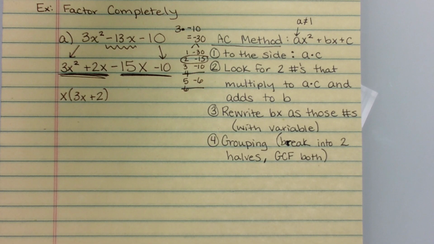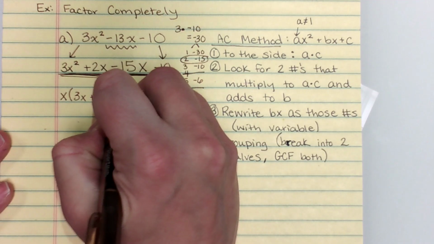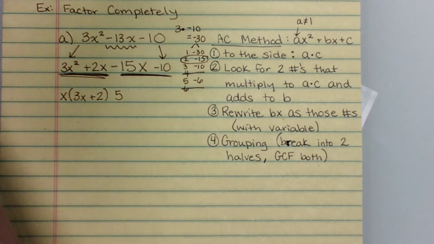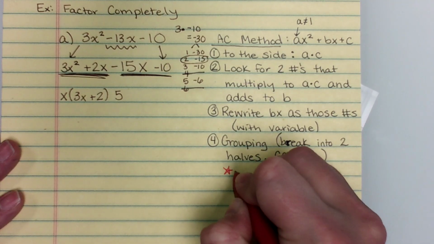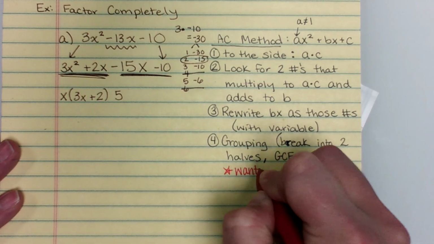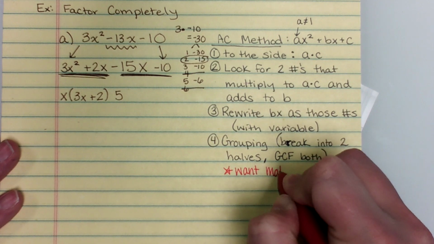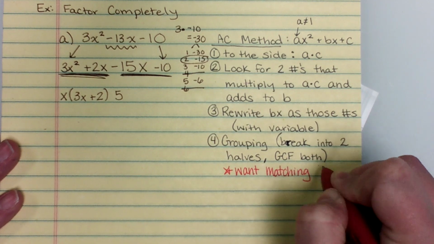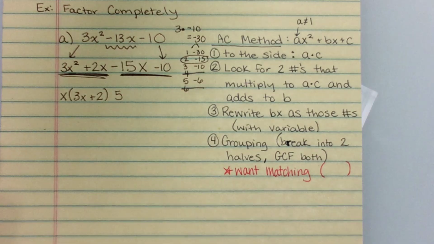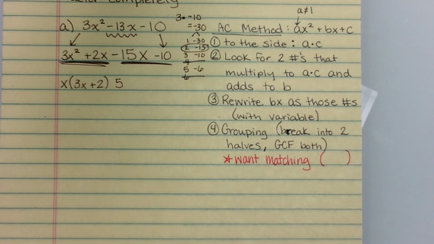5. But wait on that a little bit. Because one of the things that we want to happen when we do our GCF is we want matching parentheses. If we do not have matching parentheses, either we didn't get a GCF properly, like we were supposed to at this step, or the numbers that we said added to B and multiplied to AC were wrong.